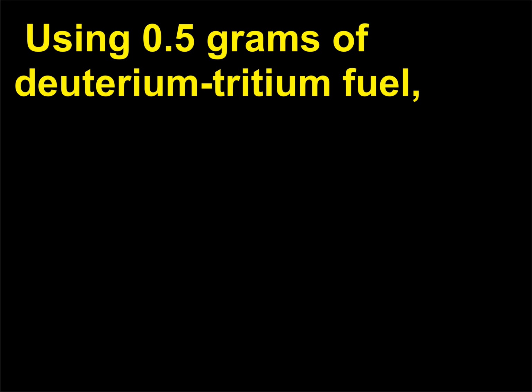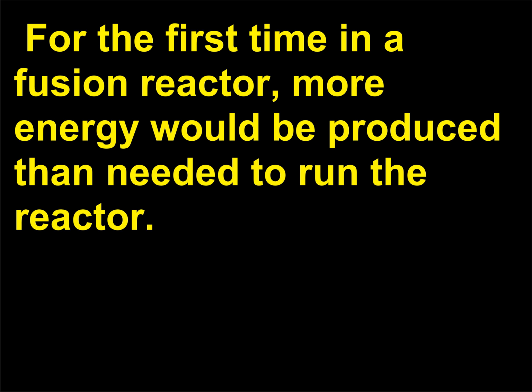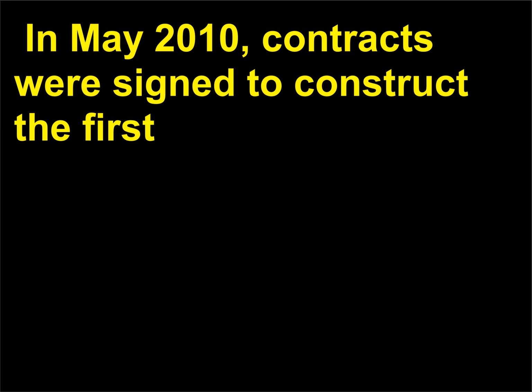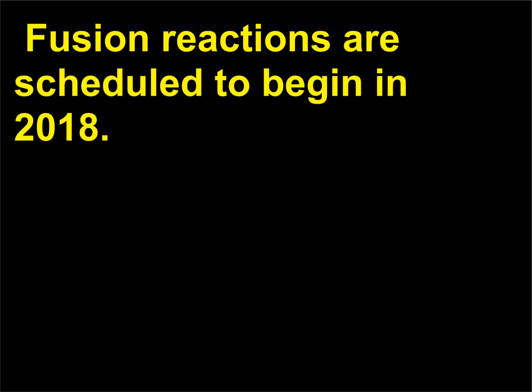Using 0.5 grams of deuterium-tritium fuel, it is designed to produce 500 megawatts of energy over 1000 seconds. For the first time in a fusion reactor, more energy would be produced than needed to run the reactor. In May 2010, contracts were signed to construct the first buildings in the project that are sited in the south of France. Fusion reactions are scheduled to begin in 2018.